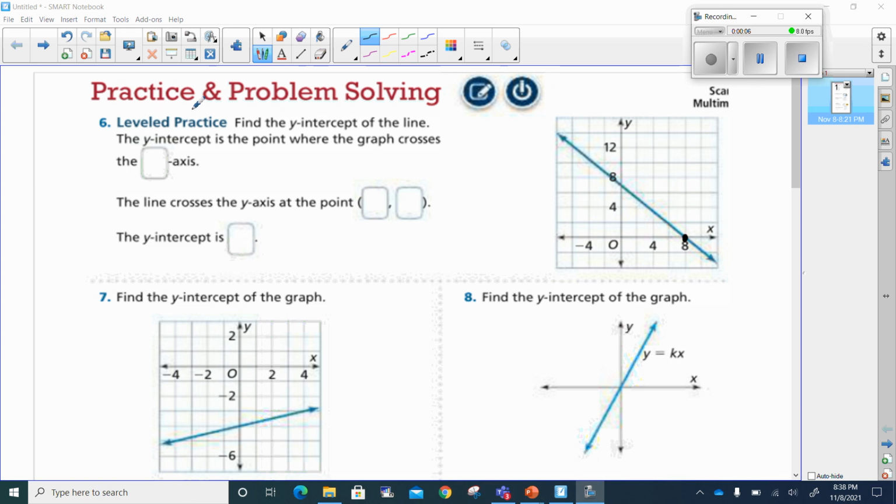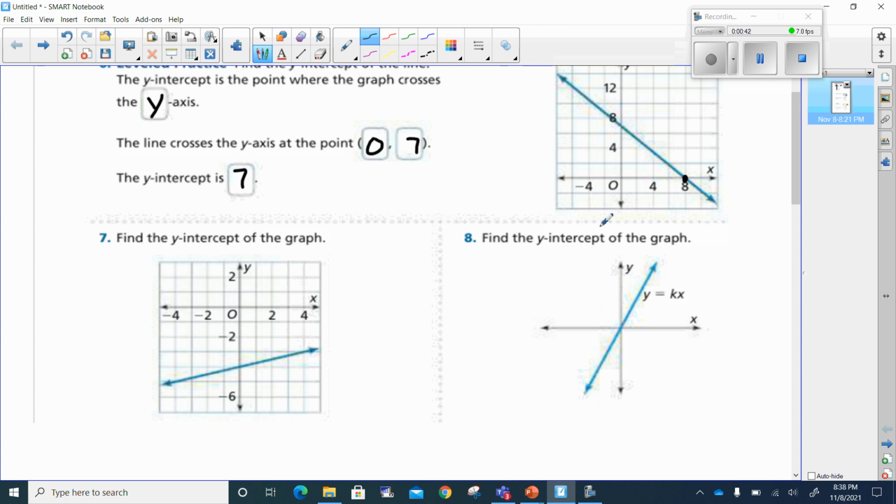We see here, level practice, find the y-intercept of a line. The y-intercept is the point where the graph crosses, well, the y-axis. And the line crosses the y-axis at what points? Well, we got 0 here. And it's right in between these two here. We see this is 4, so this must be going up by 2s. 2, 4, 6. That's got to be 7. Now, the y-intercept is, well, 7.